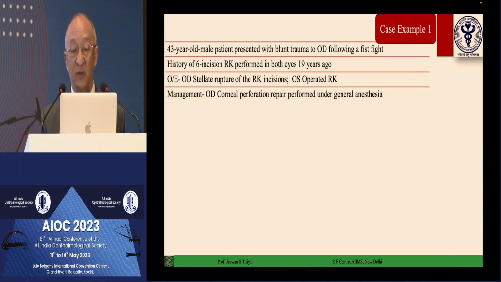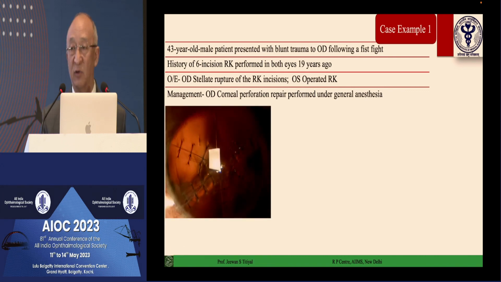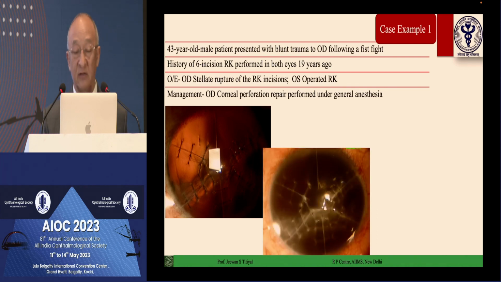So this is one patient who had radial keratotomy done 19 years ago. He had a minor injury and all 6 incisions opened up. So these incisions are very, very weak. They extend from the center to the periphery. They are at a depth of 80 to 90%. And with minor injuries, they can open up, and that can create a scar which will totally take away the vision of a patient also.